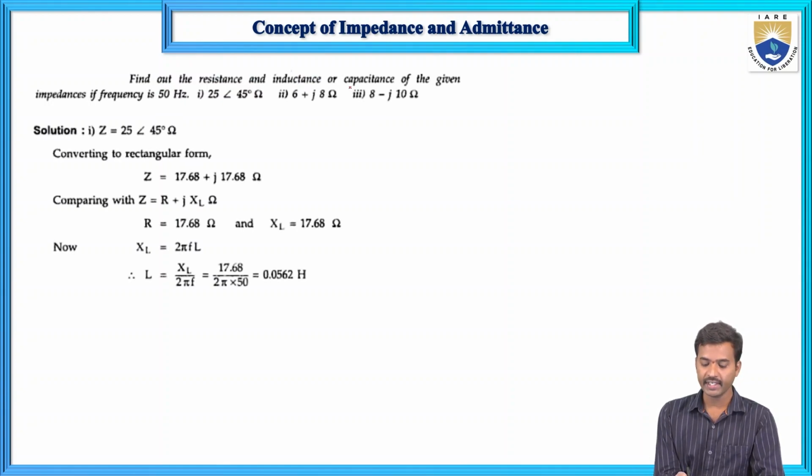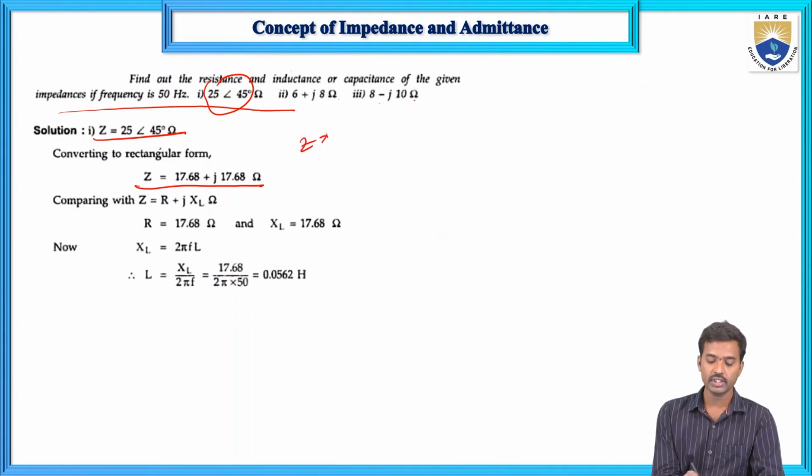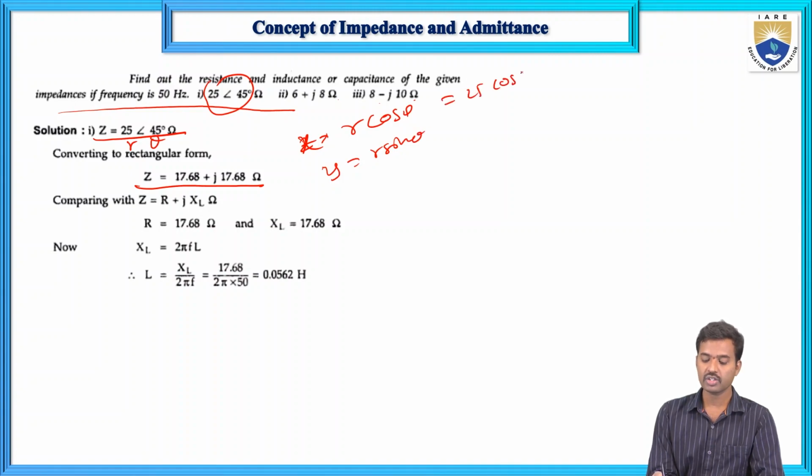Find out the resistance and inductance or capacitance for the impedance offered at frequency 50 hertz: 25 at an angle of 45, 6 plus j8, and 8 minus j10. So now Z equals, what is it here? This is the polar form. If you convert it into the rectangular form, you will get the resistance and reactance. So Z equals, this is the R and this one is the theta. X equals R cos theta and Y equals R sin theta.